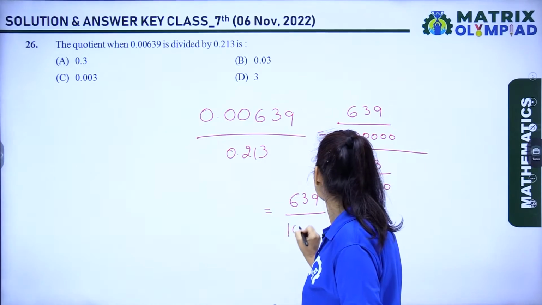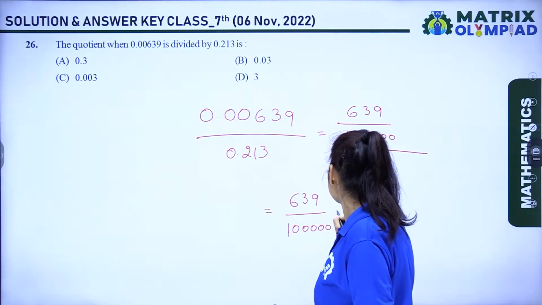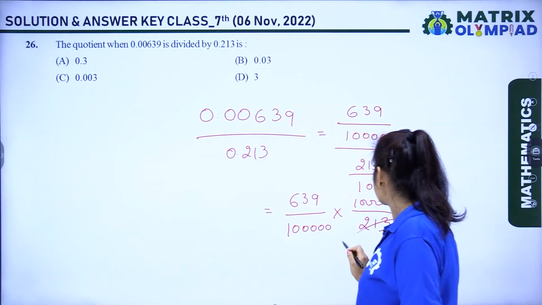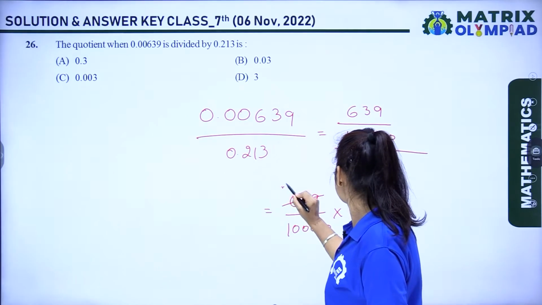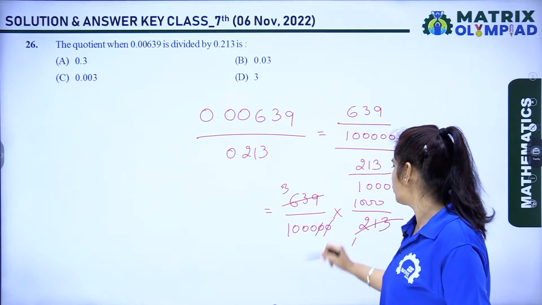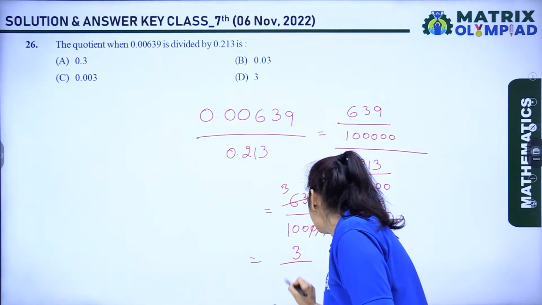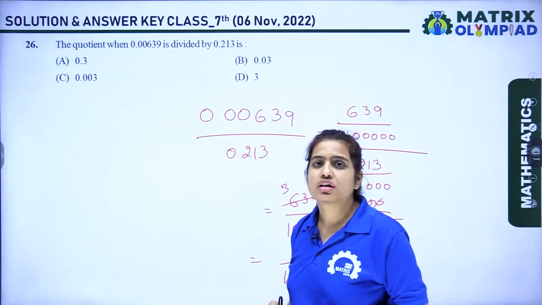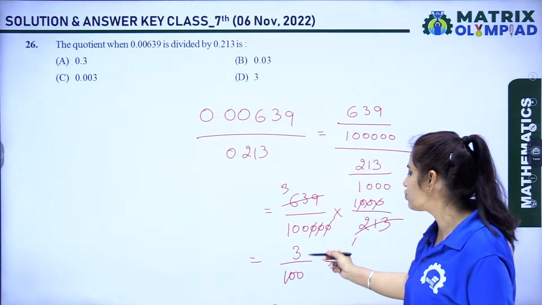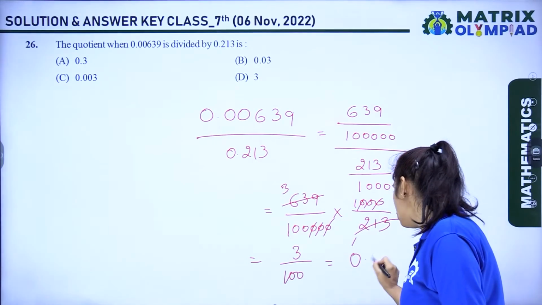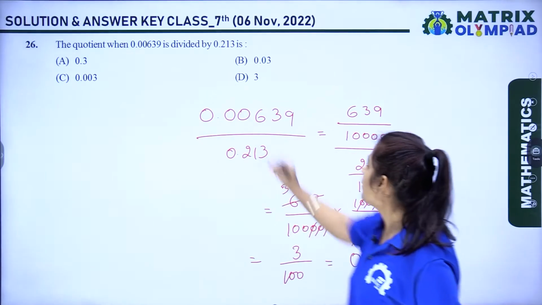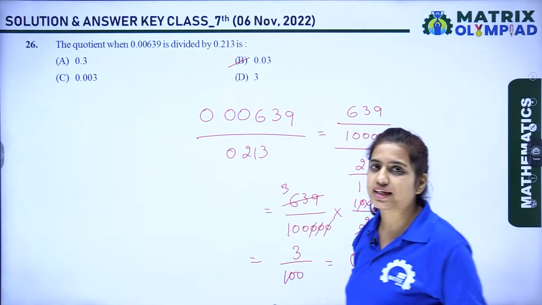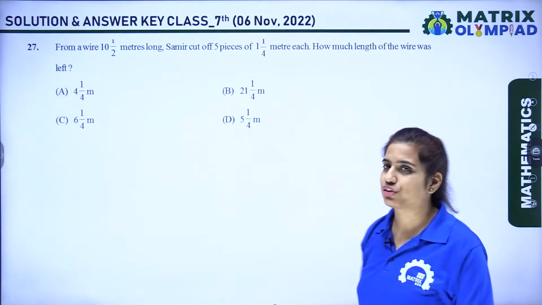Now let's solve this part. 639 upon 1 lakh multiplied by 1000 upon 213. Let's cancel out. It's 3 times 213 is 639, and 3 zeros cancel. Now the answer is 3 upon 100. And in the options we have the answer in decimal form. Let's convert this 3 upon 100 into a decimal. We get 0.03. Here option B is the correct answer, that is 0.03. So according to the question, option B is the correct answer. Let's move on to the next question.